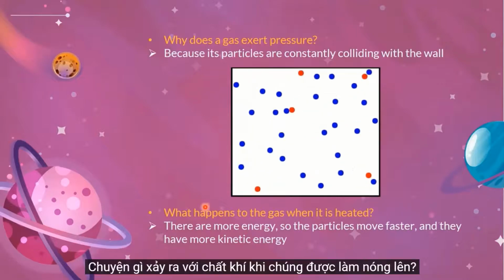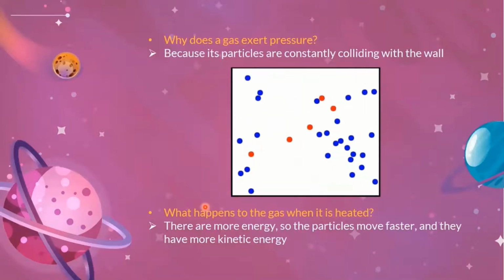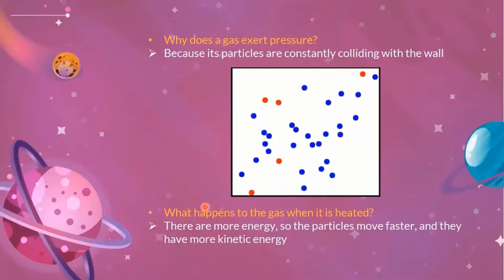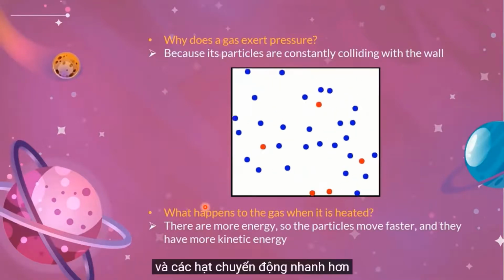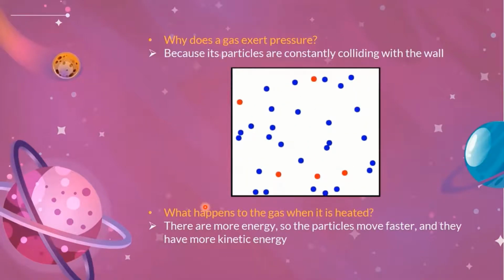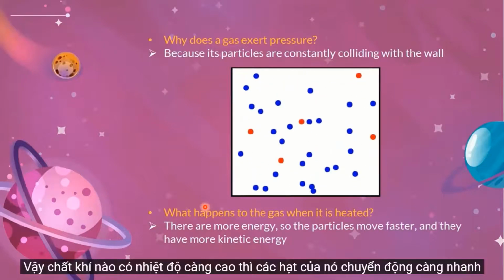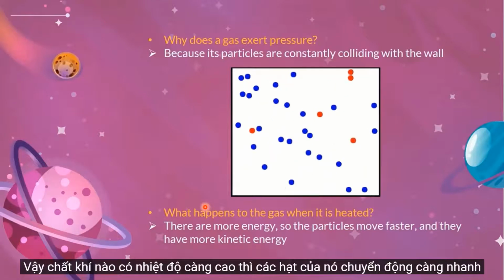What happens to the gas when it is heated? When it is heated, it is given more energy, and the particles are moving faster. So the higher the temperature of a gas, the faster its particles are moving.